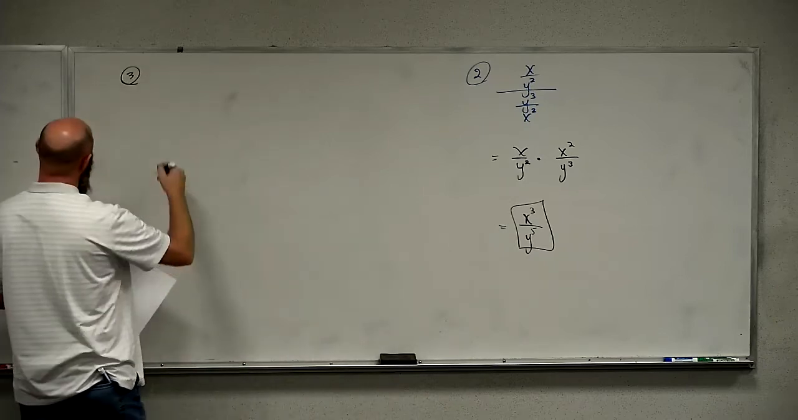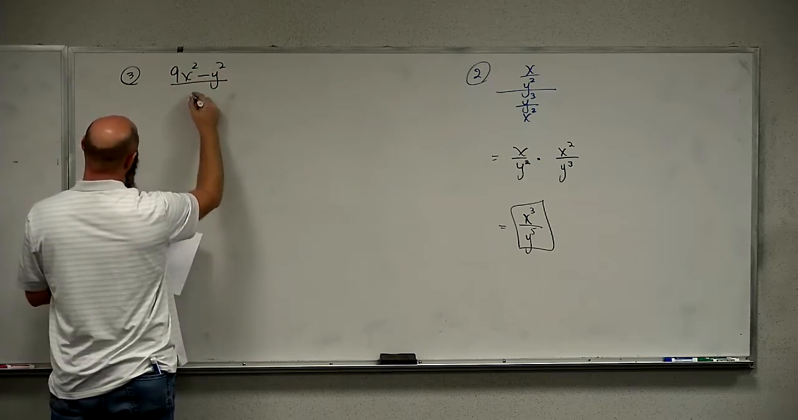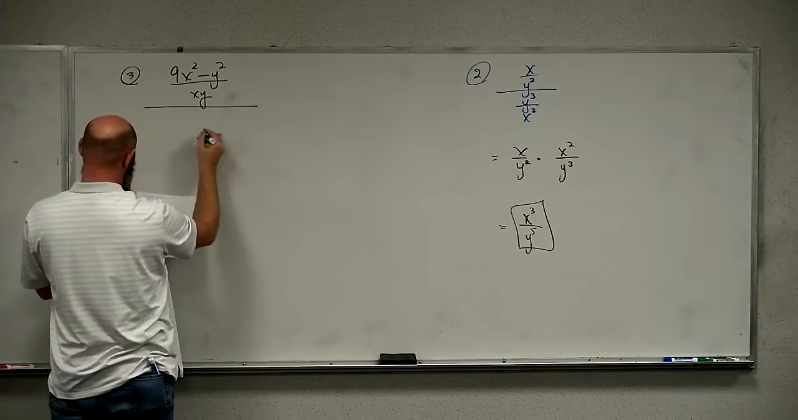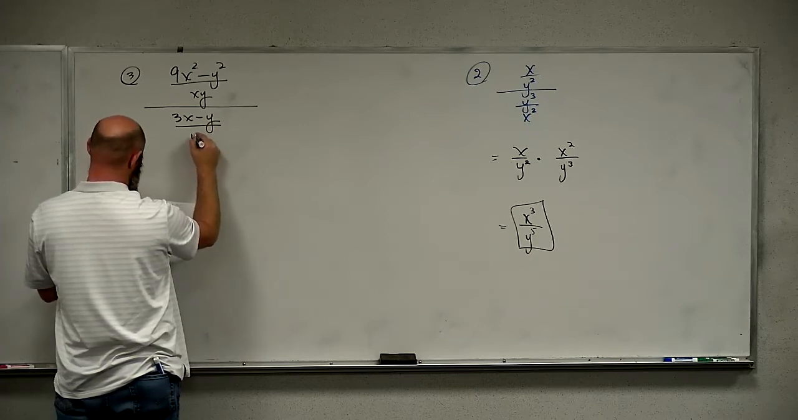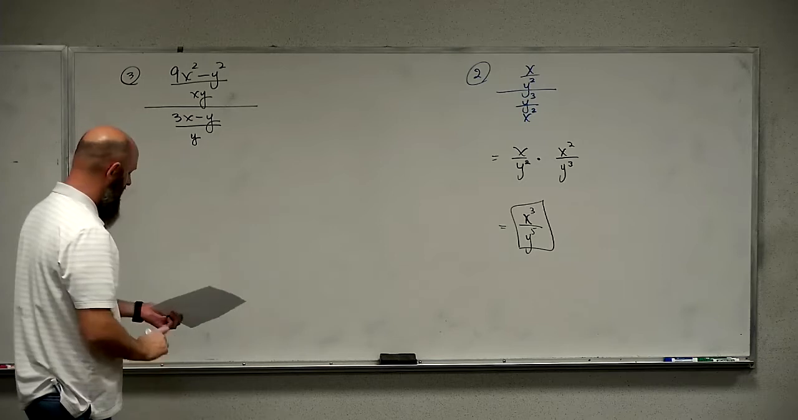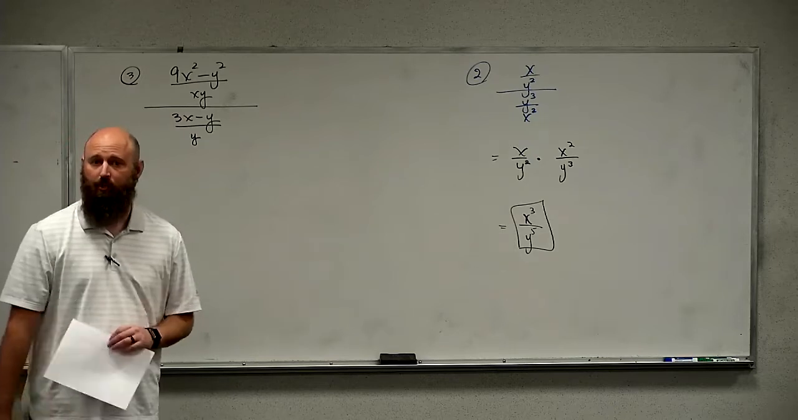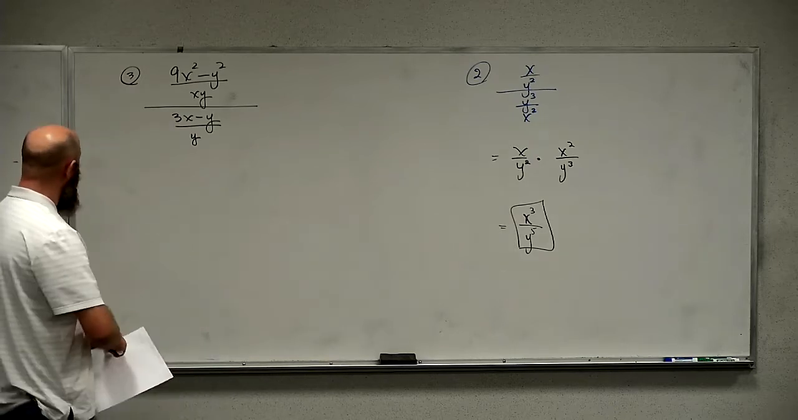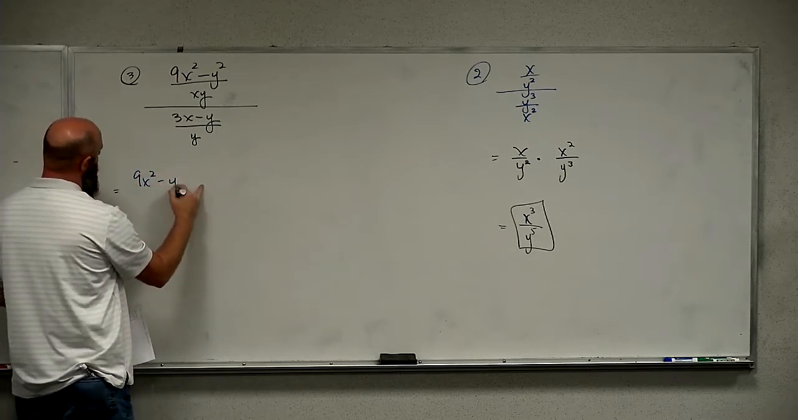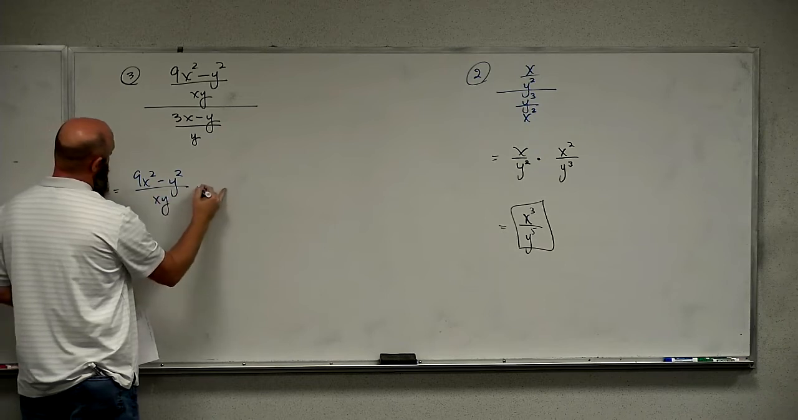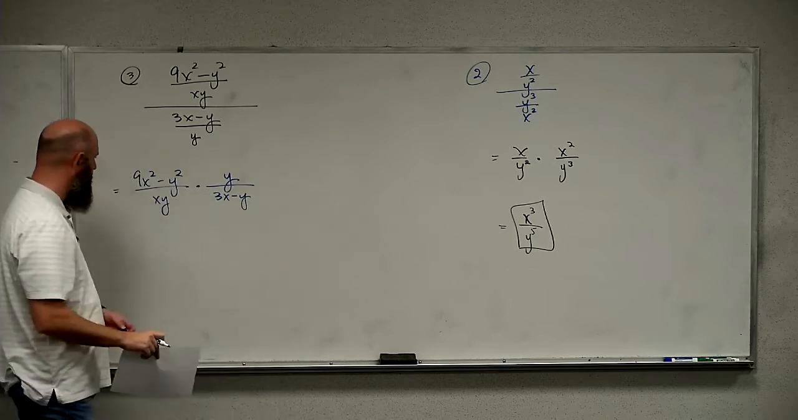Three. So 9x squared minus y squared over xy, all divided by 3x minus y over y. Okay. Now, even though it looks a lot uglier, there is still just a fraction over a fraction. So I'm going to start with getting rid of that piece. And so I get 9x squared minus y squared over xy times y over 3x minus y.